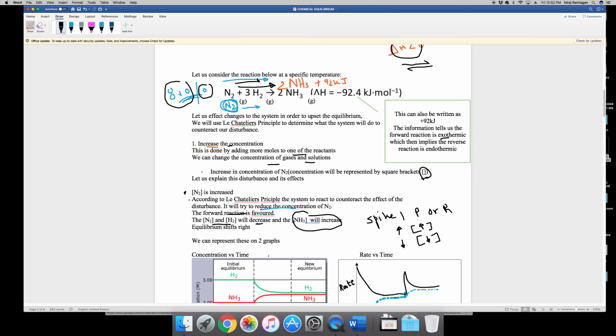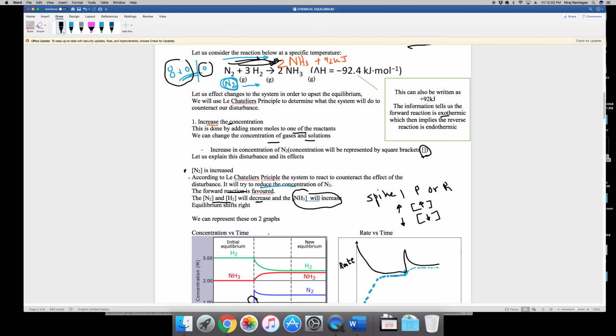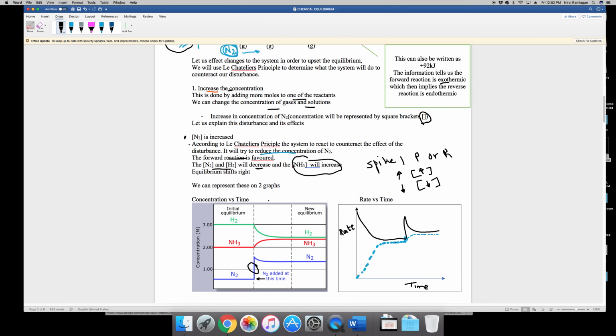So here the reactants are being used to form products. That is why it shifts right. Now we look at a graph. We initially started with the reaction in equilibrium, that's why we have flat lines. And then what happened? I increased the concentration of N2.